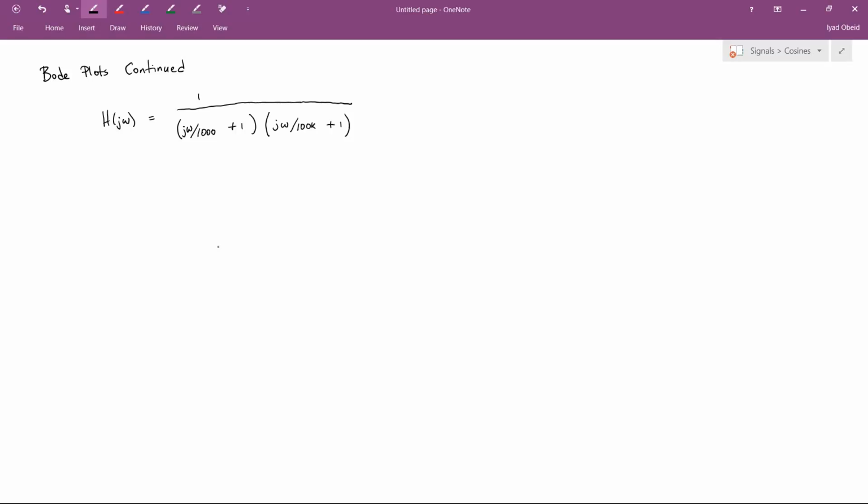As a continuation of our conversation on Bode plots, let's consider the following compound transfer function. If you look, it contains two different components in the denominator. We have j omega over 1,000 plus 1 and j omega over 100,000 plus 1. Now, if we were dealing with individual transfer functions, if I had broken this up into a product of h1 and h2, we would know how to plot h1 and h2 pretty simply.